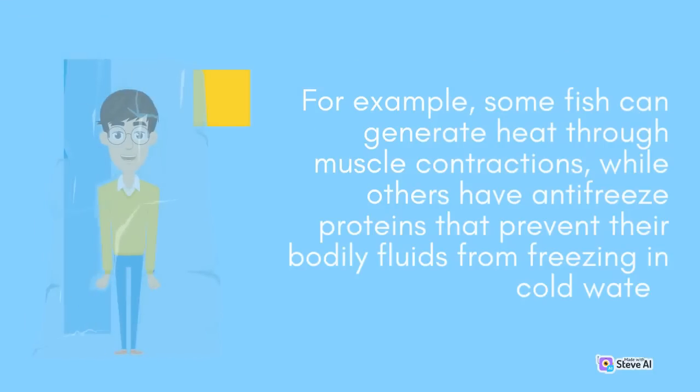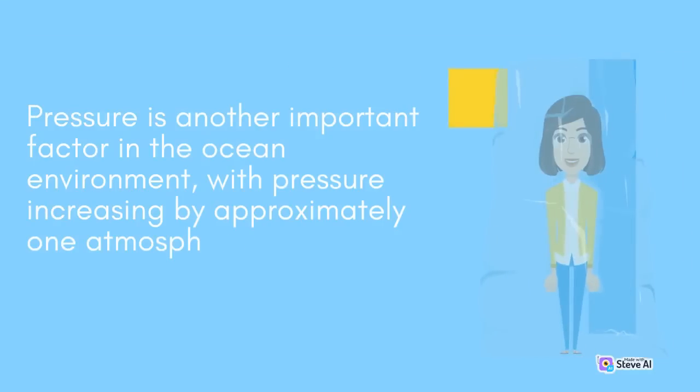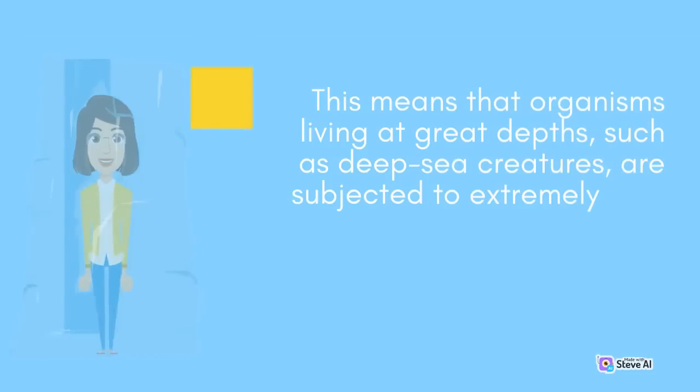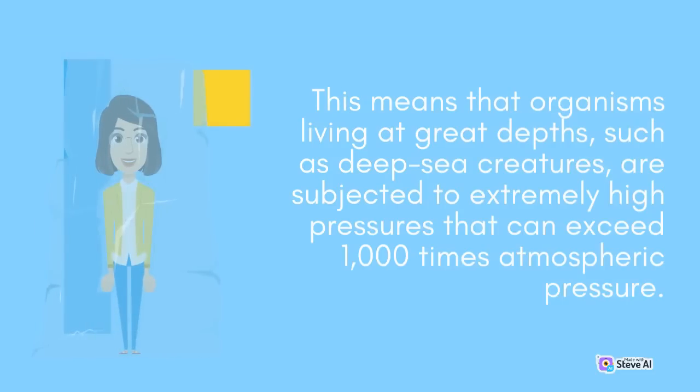For example, some fish can generate heat through muscle contractions, while others have antifreeze proteins that prevent their bodily fluids from freezing in cold water. Pressure is another important factor in the ocean environment, with pressure increasing by approximately 1 atmosphere for every 10 meters of depth. This means that organisms living at great depths, such as deep-sea creatures, are subjected to extremely high pressures that can exceed 1,000 times atmospheric pressure.